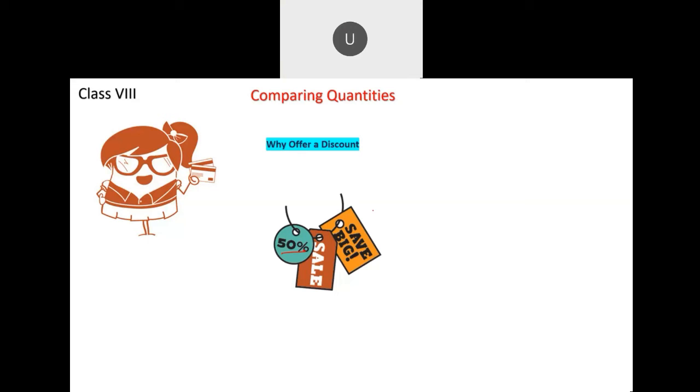Sir, how do they gain profit, sir? They don't gain profit, they will be under loss, but not the complete loss. Full loss, but they will be getting less loss, sir. Yes, Shobhan, you are right.